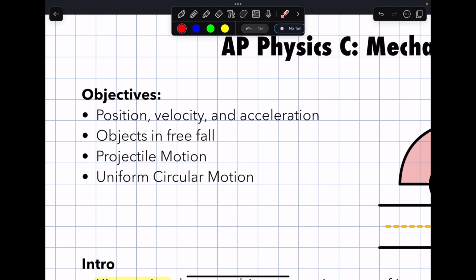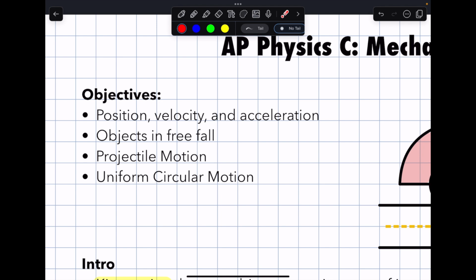We used that to determine the equations for objects in free fall, where we talked about how the gravitational acceleration is always going to be negative 9.8, and how that governs the relationships between the equations for position, velocity, and acceleration for objects in free fall. Again, free fall means it's either thrown off of a building or thrown up into the air. The third thing we talked about was projectile motion, or when an object is launched at a certain angle and with a certain velocity.